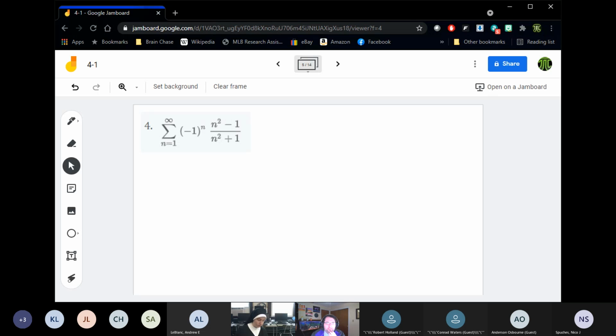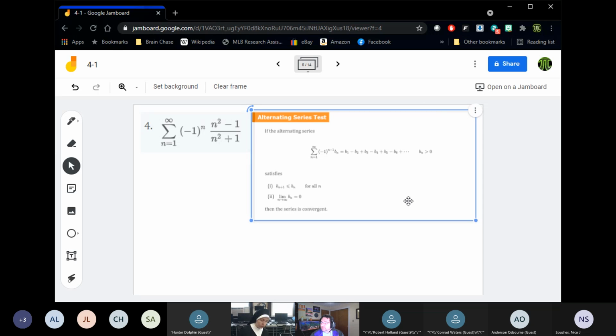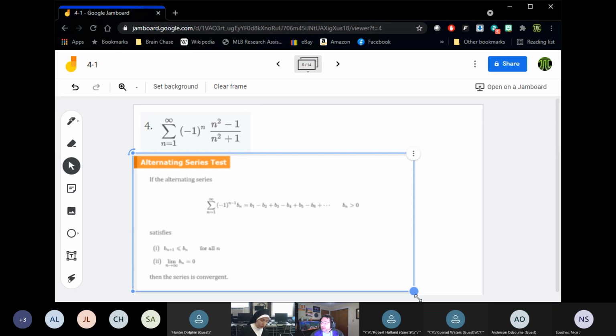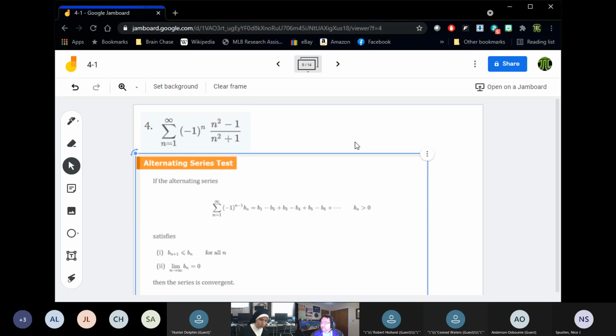So looking at this one quickly, which test do we use for this one? The alternating series test. Yep. So there's a quick reminder what the alternating series test is for this one. Those are the two criteria that it has to satisfy.